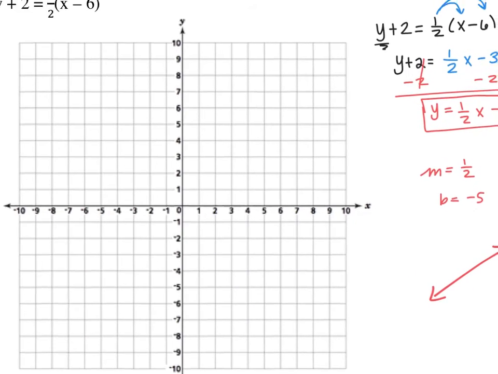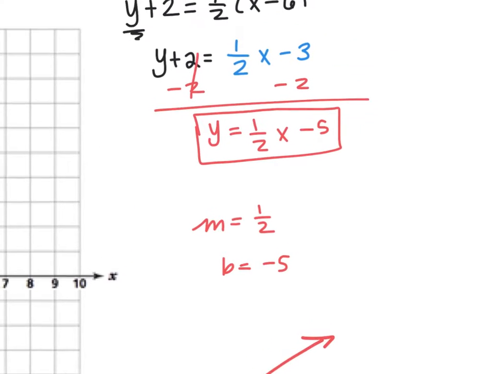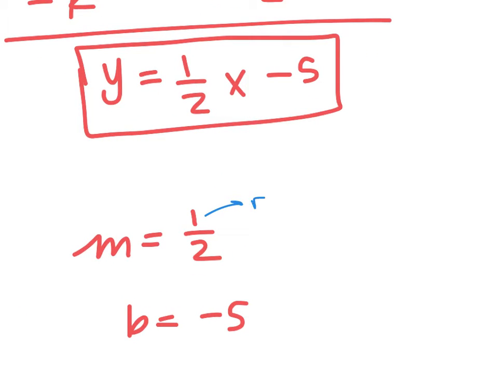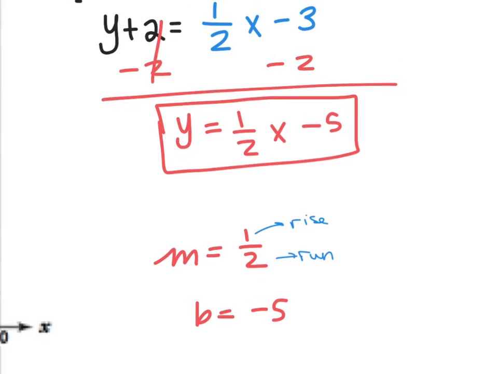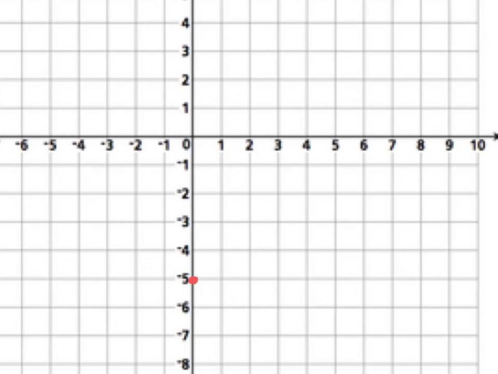So the first thing we're going to do is plot our y-intercept at -5, and we're going to rise 1 and run 2. You're simply going to start at your y-intercept and go up 1 and then go to the right 2. So I go up 1 and then to the right 2, so right here.